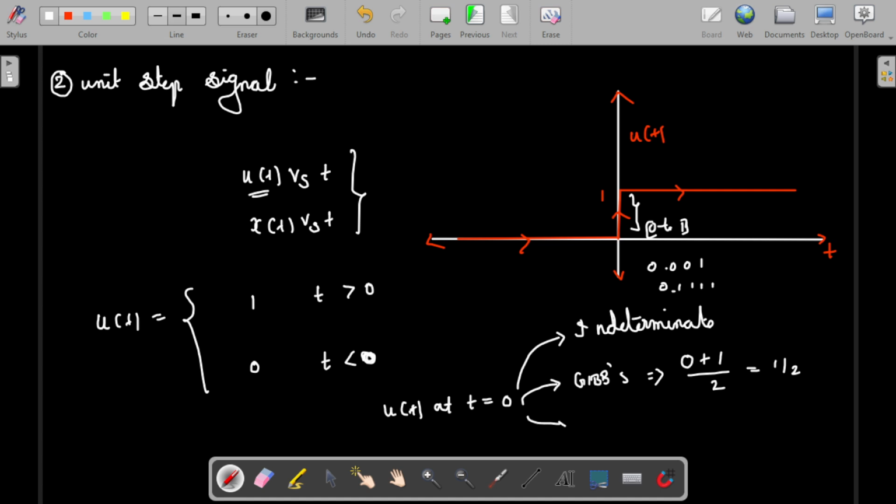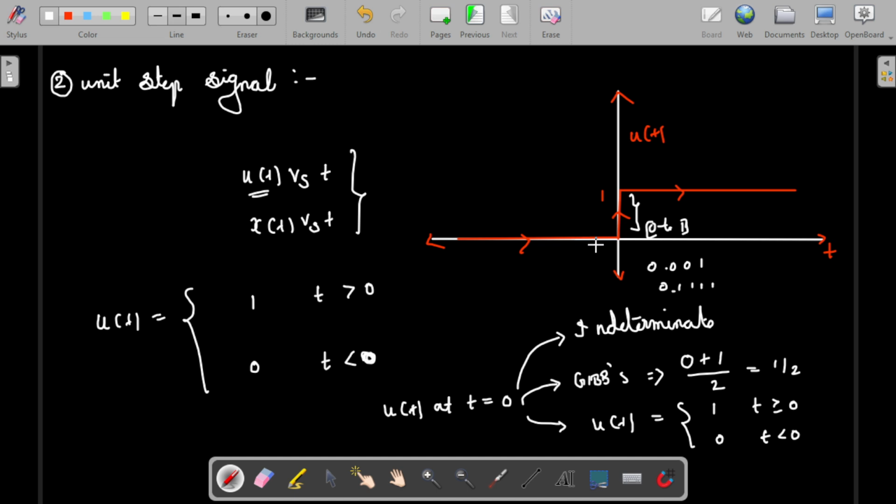Some other people came and said, why are you guys worrying about these things? Let's make this simple. It will be 1 when t is greater than or equal to 0, and 0 when t is less than 0. So please include the 0 with the 1, that is what they are saying. The thing is that practically and theoretically we can take any of these assumptions.